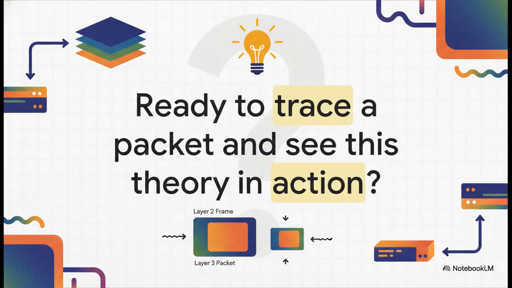And that's really where you go from here. Once you've got this theory locked in, the next step is to actually trace a packet's journey across a network diagram. You'll see for yourself exactly where that layer 2 frame gets rebuilt at every router, while the layer 3 packet just keeps on trucking, unchanged. And that is when the light bulb really, truly goes on.